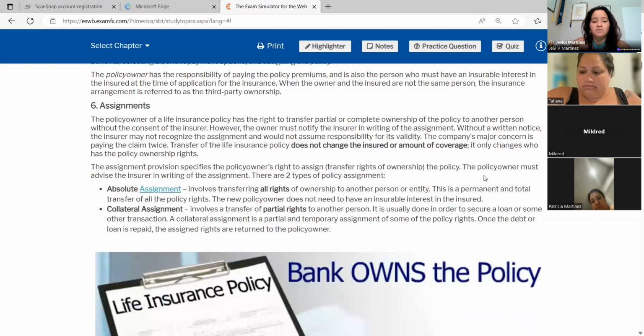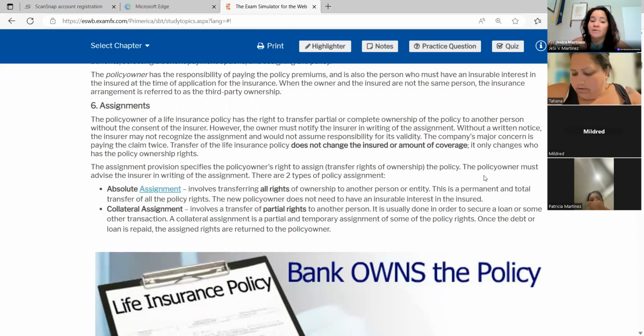So you have two types of assignments. You have the absolute assignment, which involves transferring all rights of ownership to another person or entity. And this is a permanent and total transfer of all policy rights. So a new policy owner does not need to have insurable interest in the insured.